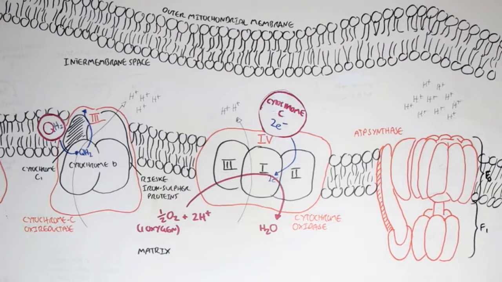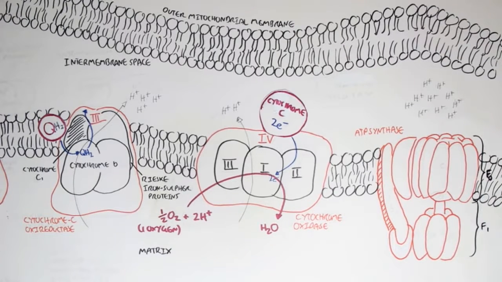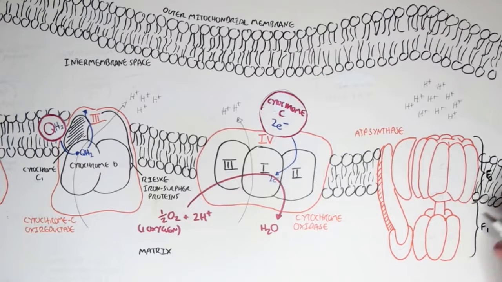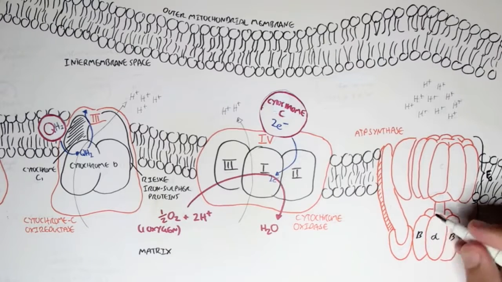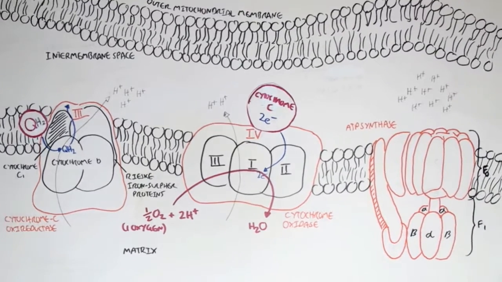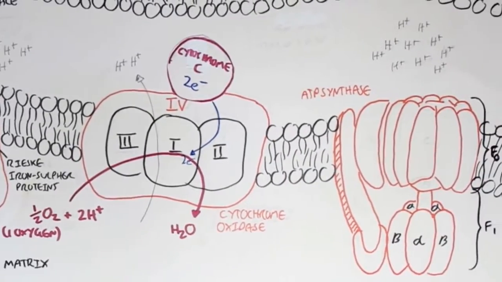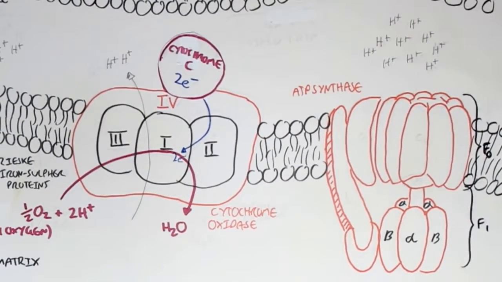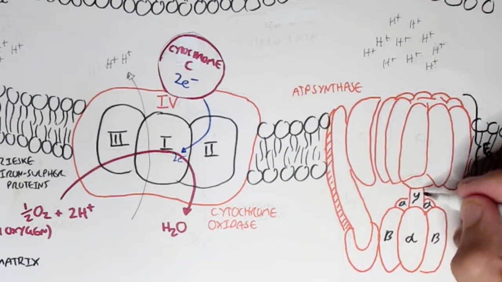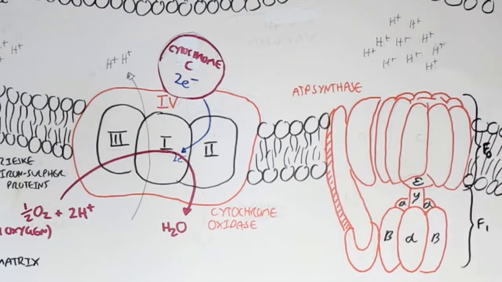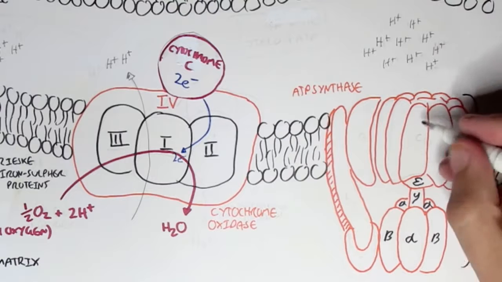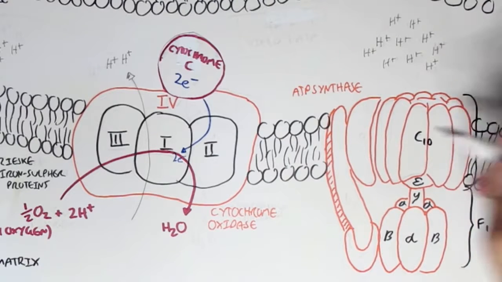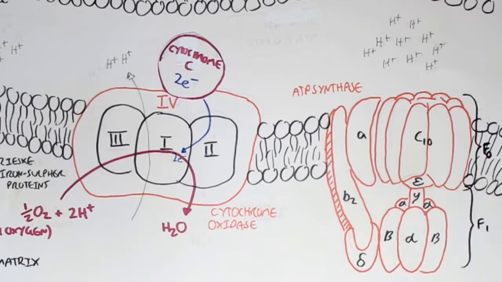So let's have a look at ATP synthase. ATP synthase consists of many subunits. It consists mainly of 2 complexes, an F0 complex and an F1. Let's look at the F1. F1 consists of alpha and beta subunits, a gamma subunit, and also an epsilon subunit here. And the alpha and beta subunits are what actually produce the ATP. That's what ADP and inorganic phosphate bind to. F0 consists of 10 C subunits, an A subunit, 2 B subunits, and a delta subunit down here.